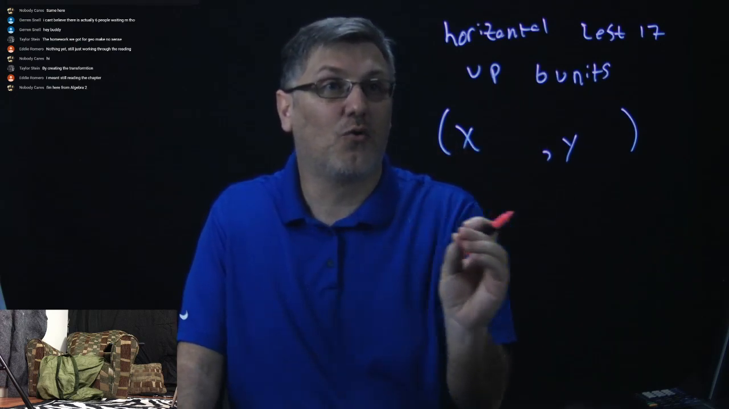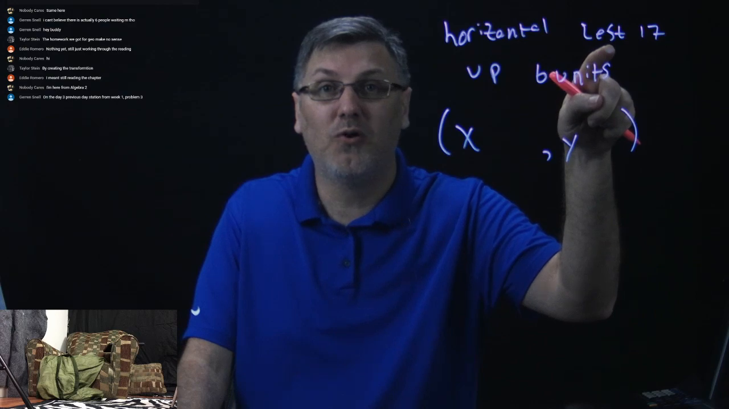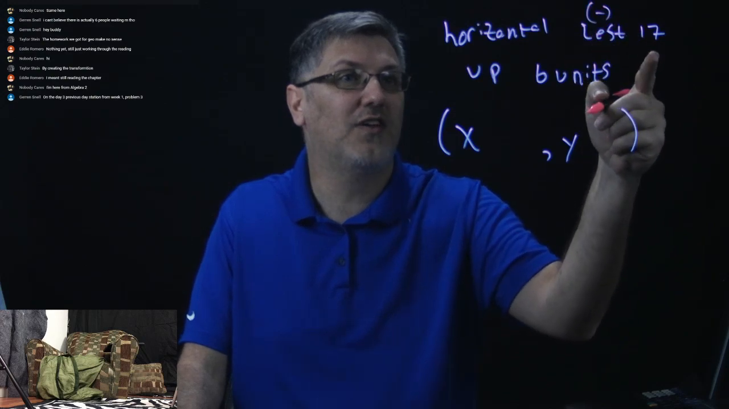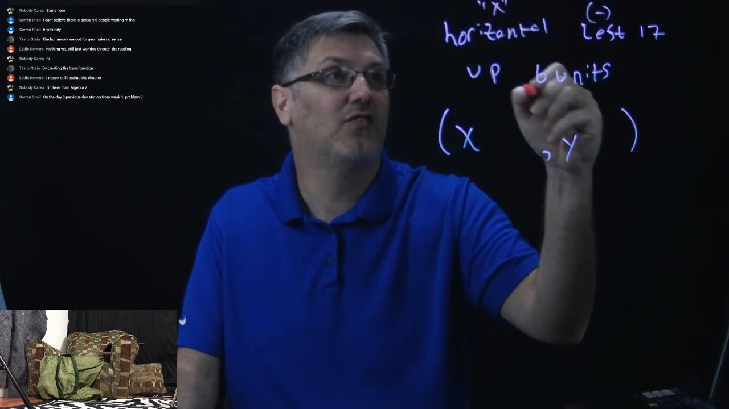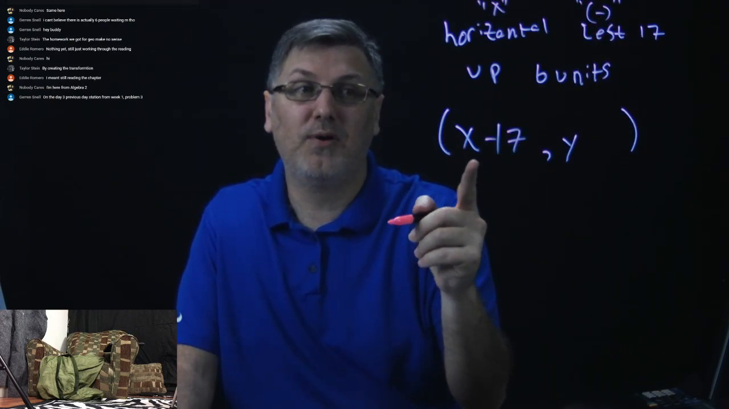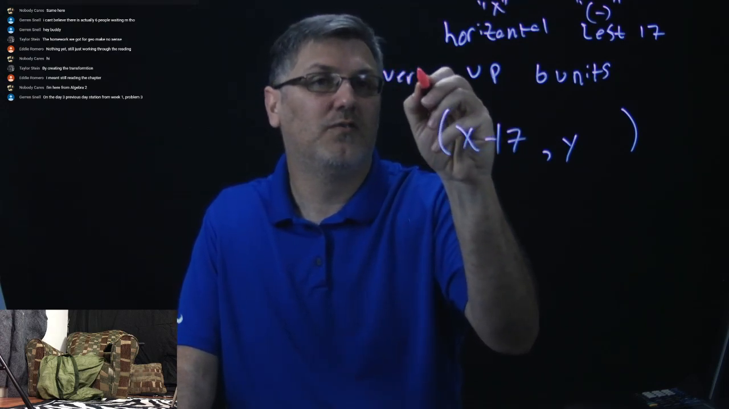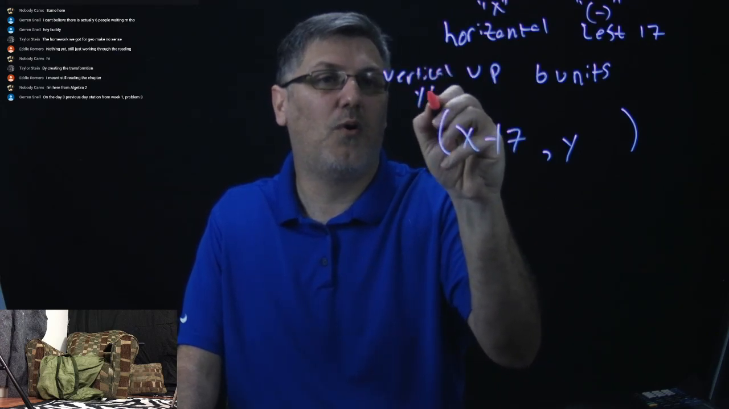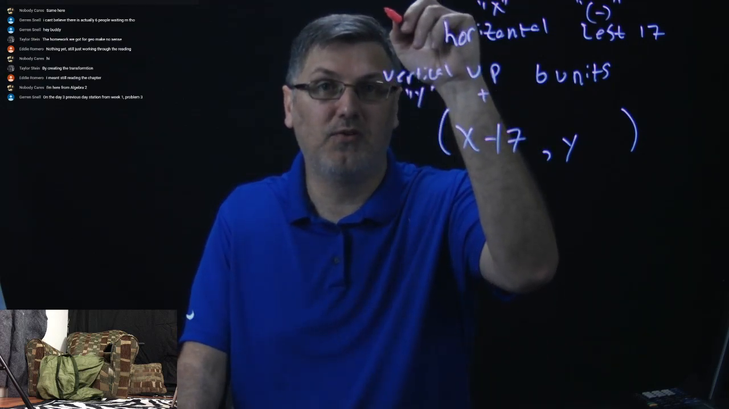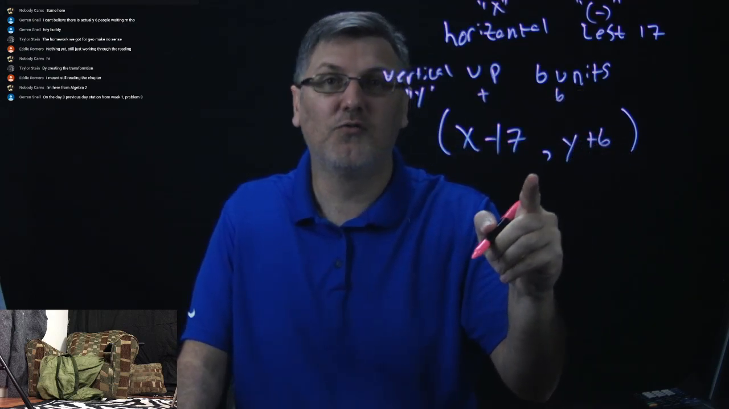So our X-axis is horizontal. So we're going left or right. So horizontal, left. If you think going left from the origin, we're going towards a negative direction. So that's going to be minus. So this left means minus 17. This horizontal means my X. Minus 17. So my X component of my mapping is X minus 17. Now the up, so this one is vertical. My vertical is my Y, because my Y-axis is vertical. And then we're going up, so that's a plus. Going up is all the positive numbers, and then 6 units. So this becomes Y plus 6. So here's my mapping to number one.